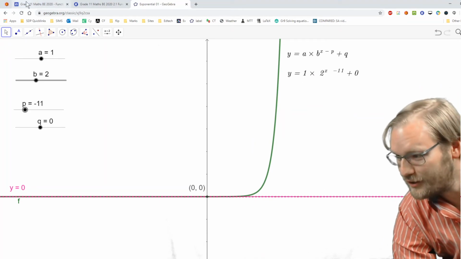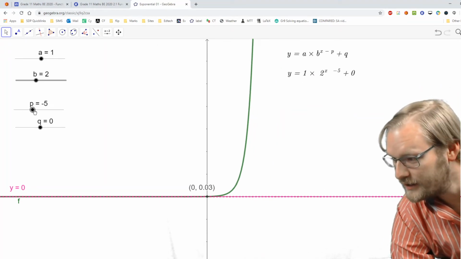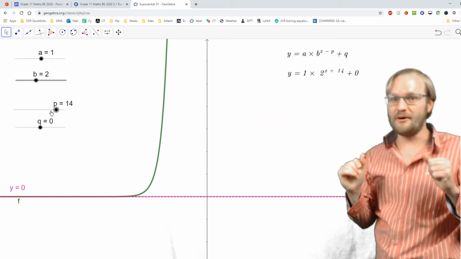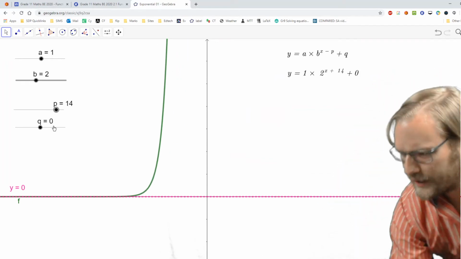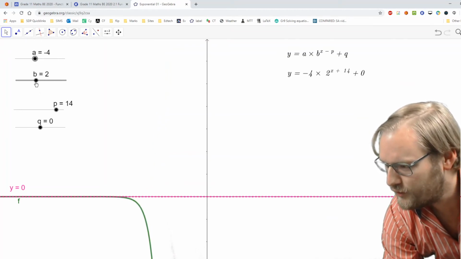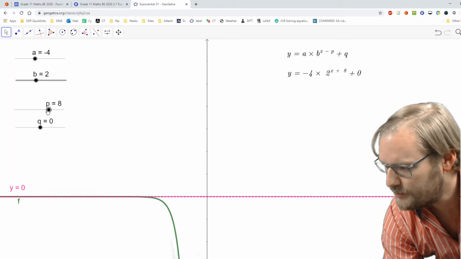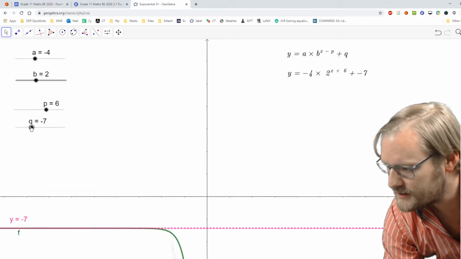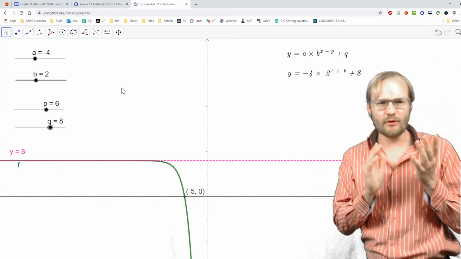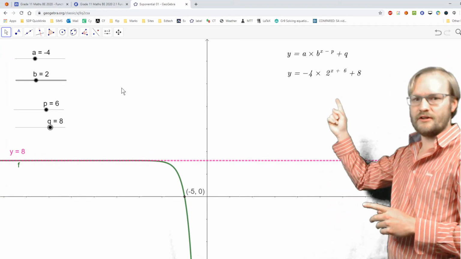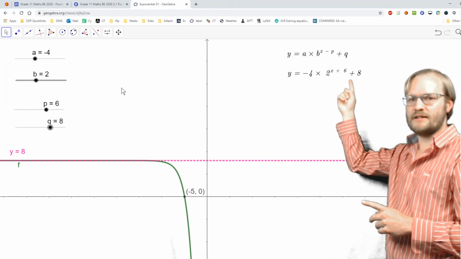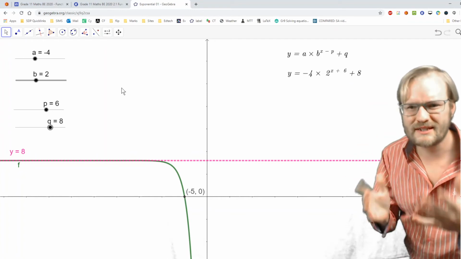So let's throw that in there, and there we go. As we put that in, it does, as we were saying, kind of the opposite. So if we threw that all in together, and let's choose a value of a, let's go for negative 4, leave our b, p is 6, and our q, let's move it up to 8. And we're given this function: minus 4 times 2 to the x plus 6, plus 8. How would we sketch that function?